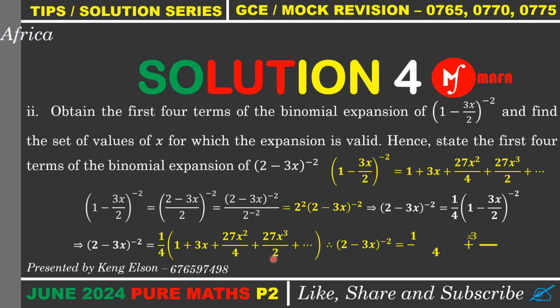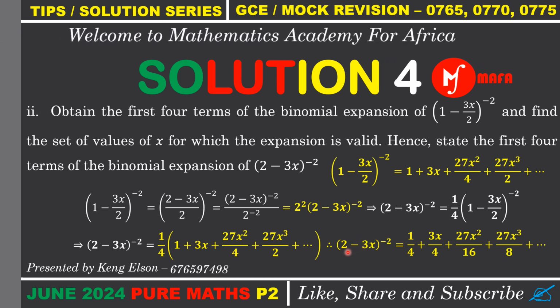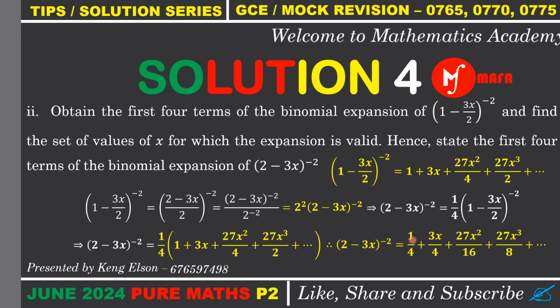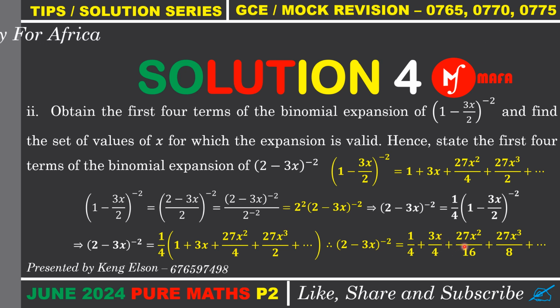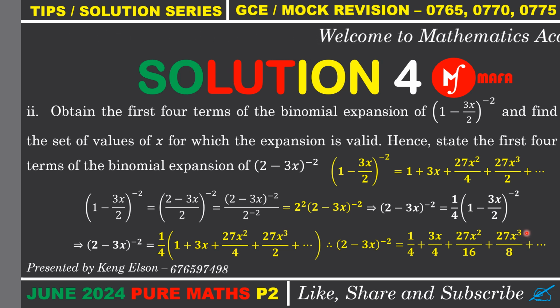Multiplying all through by 1 and 4, we are going to have the first 4 terms of the binomial expansion of 2 minus 3x to the minus 2 to be 1/4 plus 3/4 x plus 27 on 16 x squared plus 27 on 8 x cubed. So those are the first 4 terms of the binomial expansion of the new quantity.